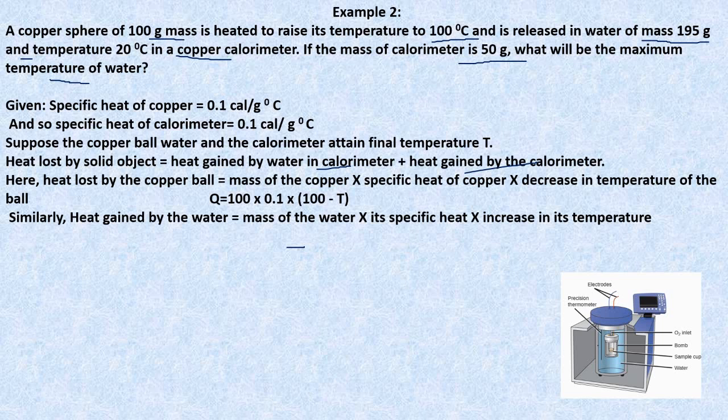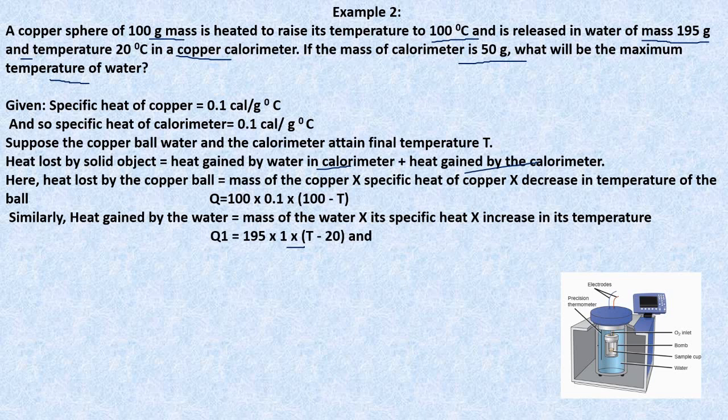Why does T come forward? Because initially the temperature of the water is 20 degrees Celsius. So after some time its temperature will increase, right? And T is the final temperature of all the three things. So it will be T minus 20.